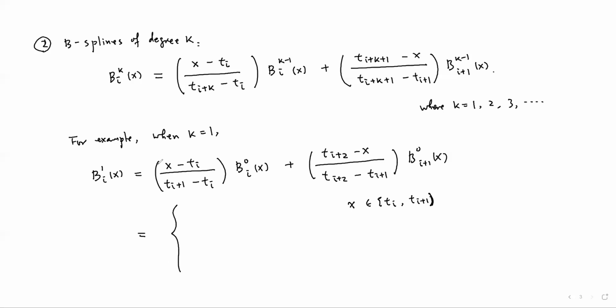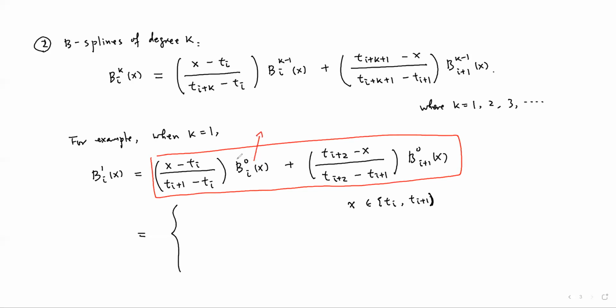What is this? The support of this guy is TI to TI plus 1, and the support of this guy is TI plus 1 to TI plus 2, right? So when X is in this interval, actually the second term is 0, and this guy is 1. So when X is in this interval, BI1, the value is this.